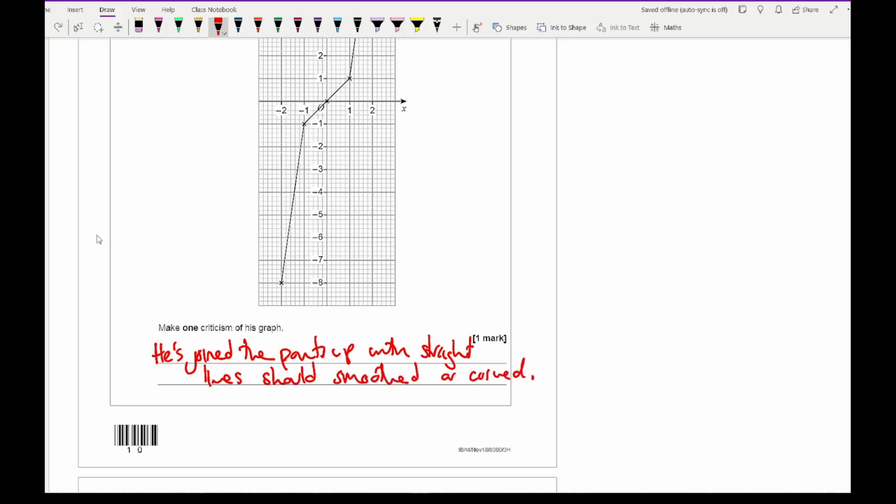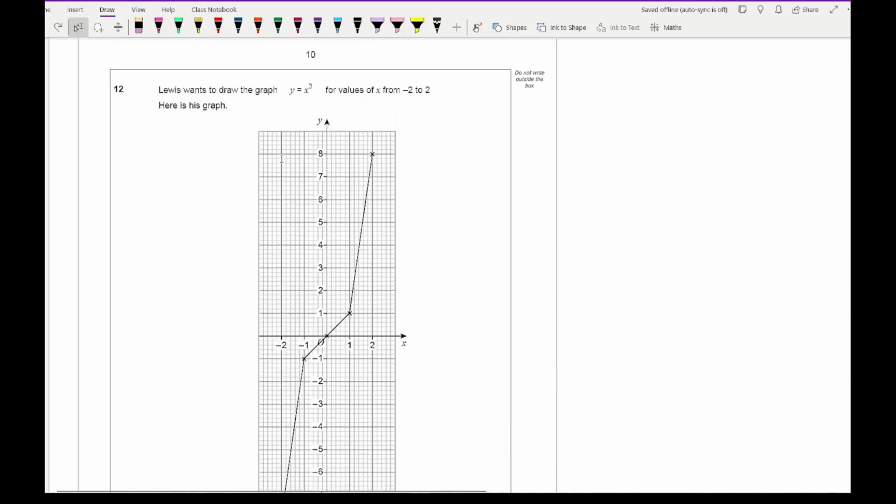Something along those lines would be absolutely fine. It's just worth double checking to make sure his values are right. These values are pretty spot on.